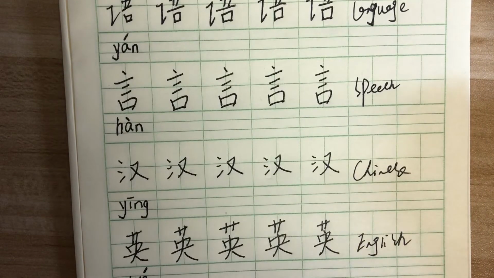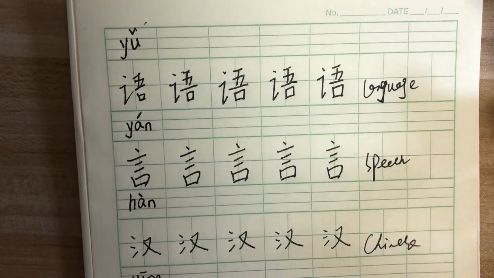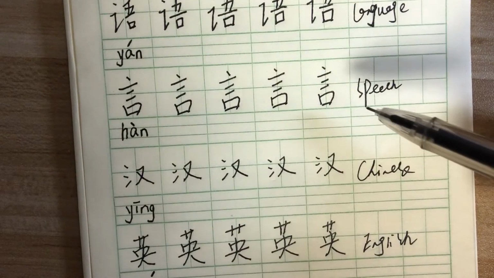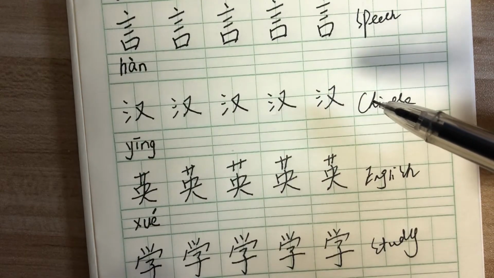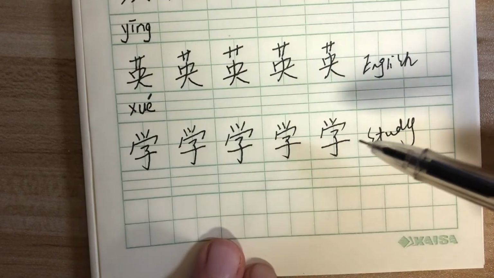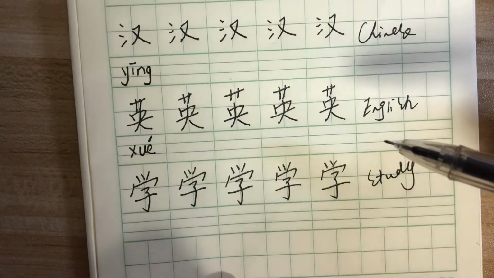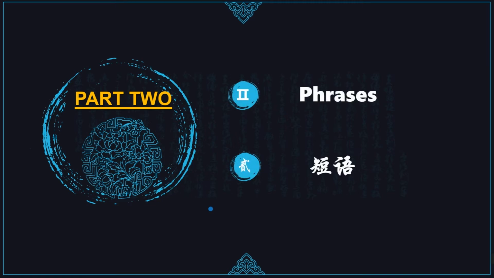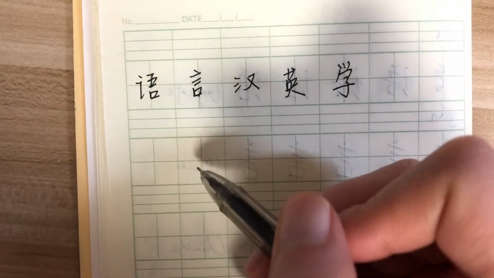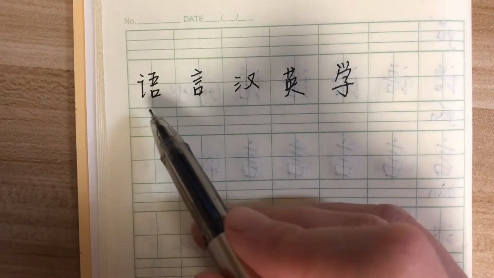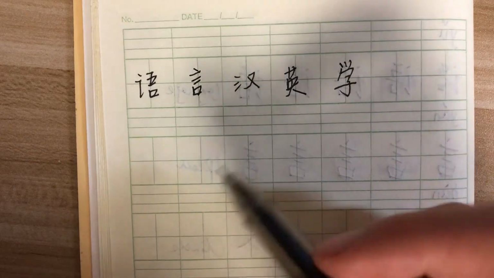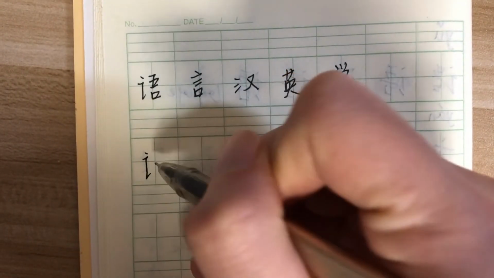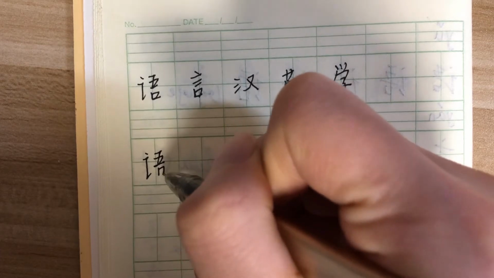Okay, those are the 5 characters we just learned. 语, 言, 汉, 英, 学. Now we are going to use those characters to form some phrases. The first phrase is 语言. We combine those characters together is a phrase 语言. It means language.